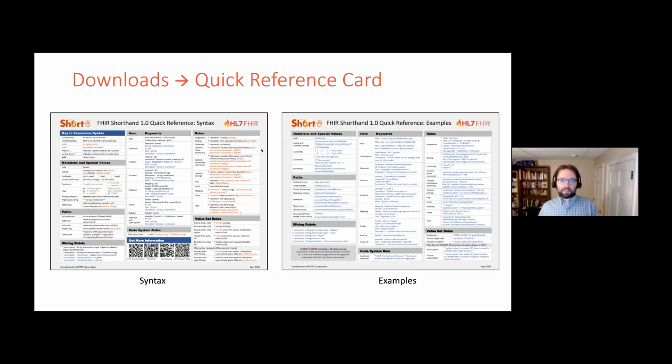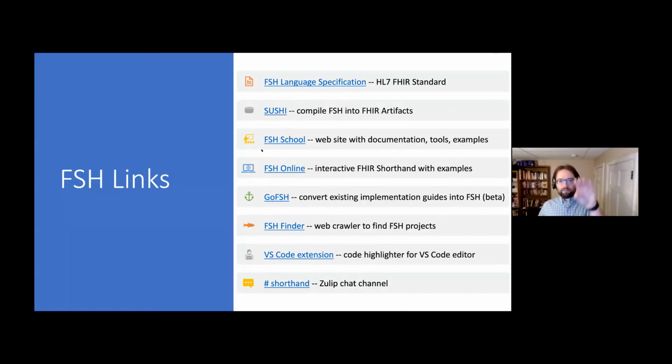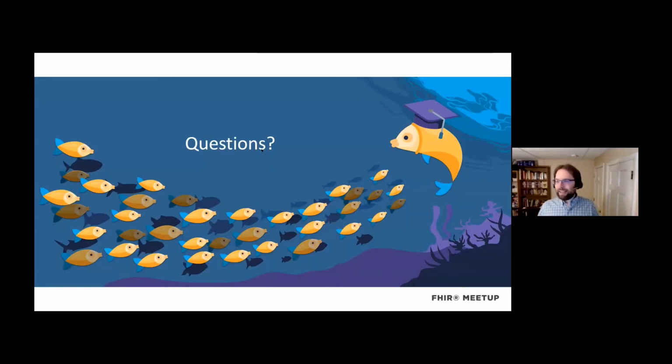We also have a quick reference card that you can use, and this hasn't been updated for FHIR Shorthand STU2 yet, because that hasn't even balloted, but this has all the FHIR Shorthand 1.0 content in it as well. We have a set of relevant links that you can take a look at later if you'd like, and I think that's it. So we can open it up for questions.